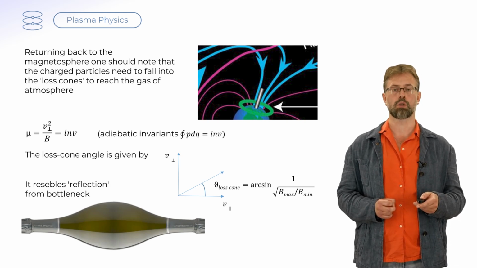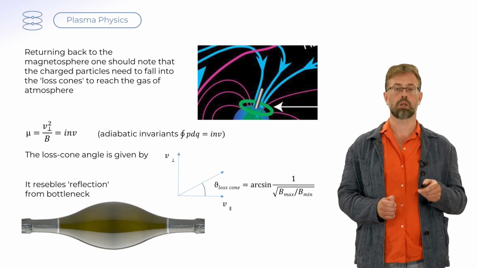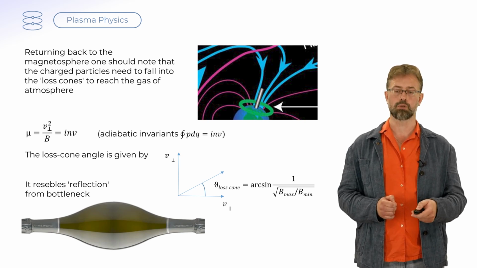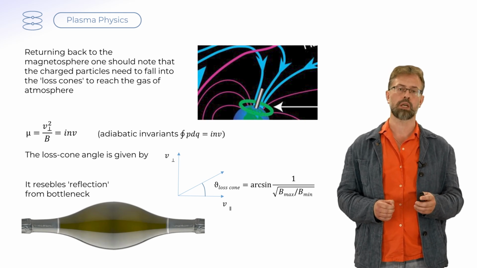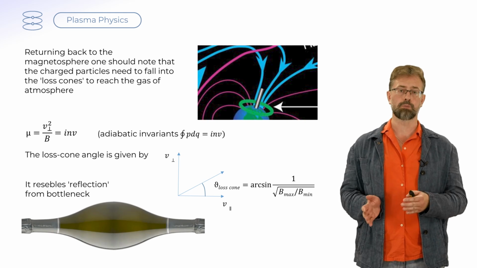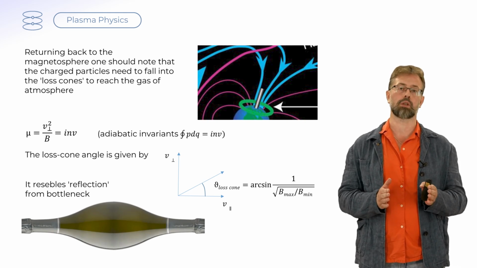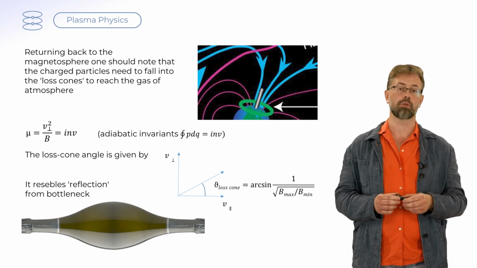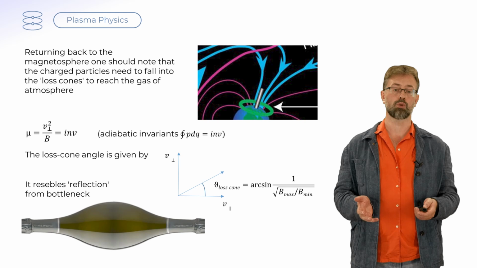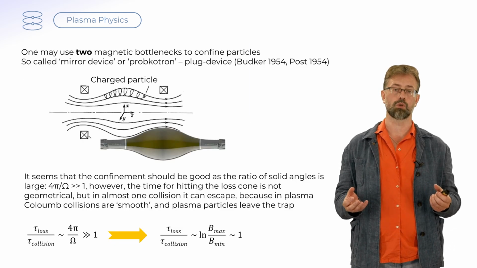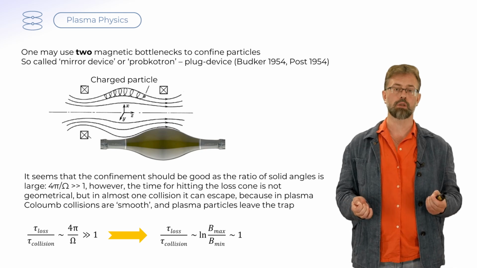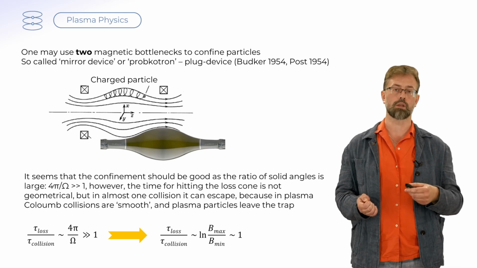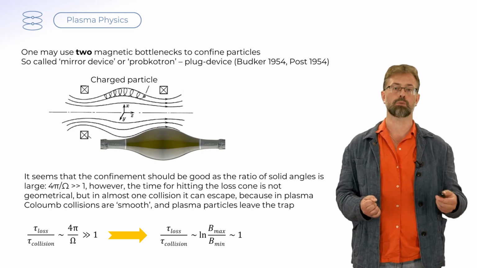To get inside the cone, one should have longitudinal velocity larger than transverse velocity, and the boundary is given by the loss cone angle, which is written here. It depends on the amplitude of the magnetic field at the starting point, minimal field, and at large field, where the magnetic field makes a bottleneck. It resembles a reflection of a particle from a bottleneck, and one can use it for confinement of particles. If you create two bottlenecks, you can have a trap with confinement of particles with reflection from two mirrors.